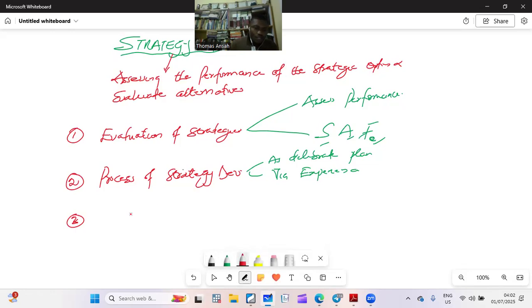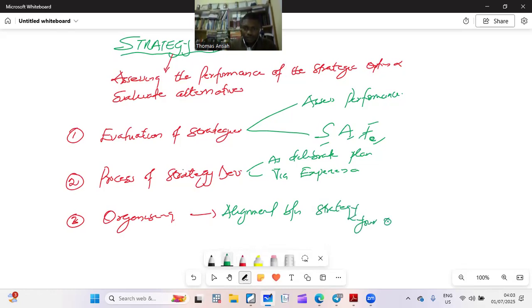Then we look at organizing. Organizing is more of alignment between strategy and the organizational structure, alignment between the strategy you have developed and your organizational structure. So that is that.